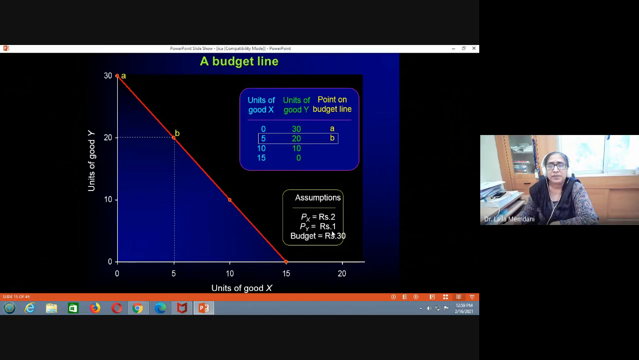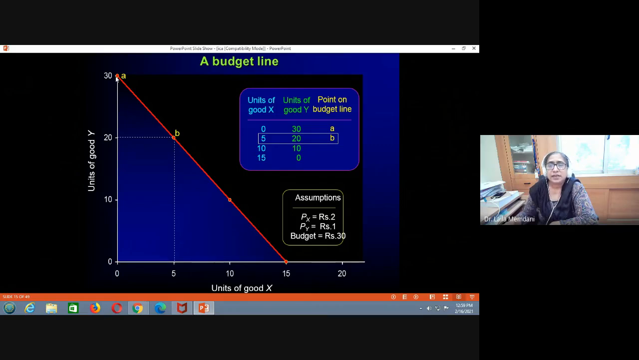Now with 30 rupees, if he does not buy good X, the quantity of good X is 0, then how many units of good Y can he buy? Good Y price is 1 rupee. So he can get 30 units of good Y. Now, if we plot it on a graph paper, we have got point A over here. Commodity X is 0 and commodity Y is 30 units.